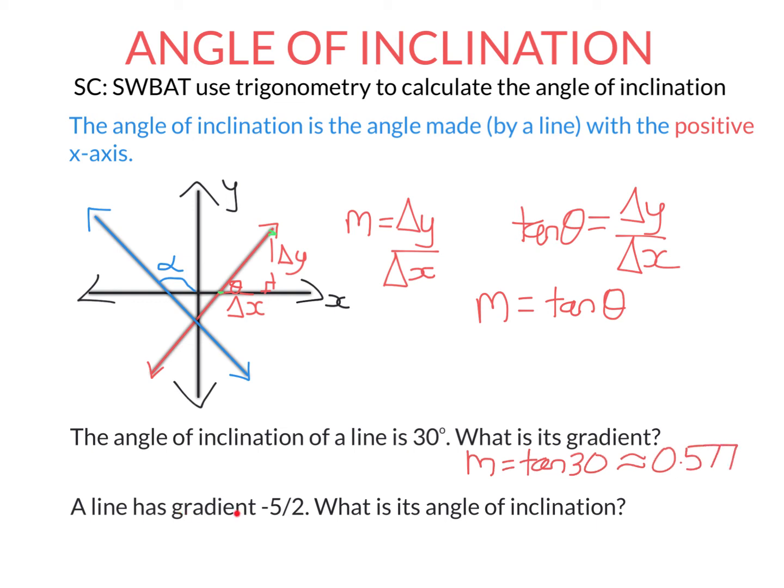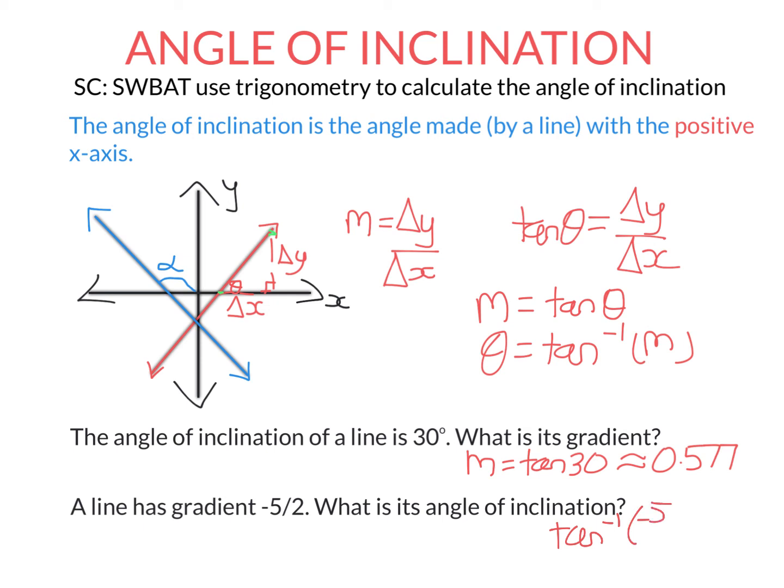So what if a line has gradient -5/2? What's its angle of inclination? If I know the gradient, how do I find the angle of inclination? Well, that's very simple. If m equals tan theta, then theta is just going to be the tan inverse of the gradient. So the angle of inclination of this line here is just going to be the tan inverse of the gradient, which is -5/2.